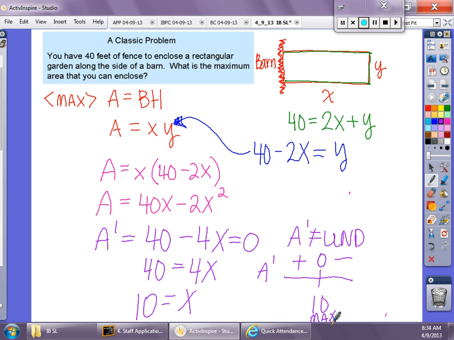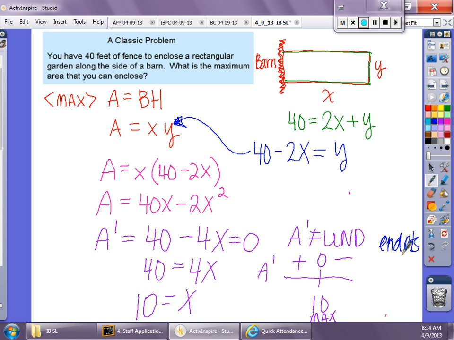Anyone know what else you should check anytime you do max and mins? Not just where the derivative is 0. The endpoints. Are there any endpoints? I'll tell you the easiest way to check for an endpoint. Can either of those ever be 0 in the problem? No. If you know that, you can guarantee you probably don't have endpoints. It's a cheap way to check.